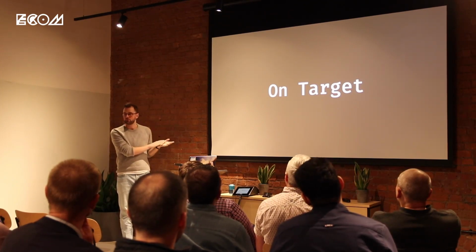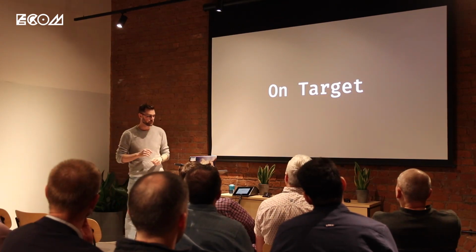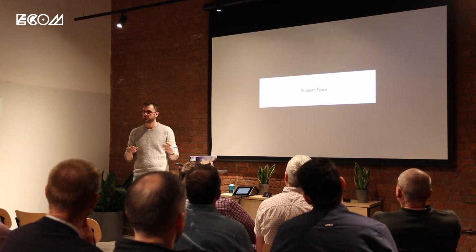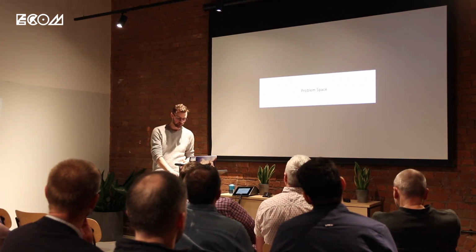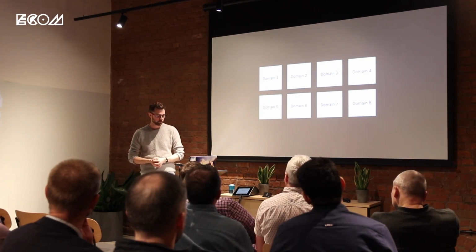Right. So that was how we find our target architecture. We've done that event storming, we've drawn all of our boundaries. So we've basically taken this problem space that we started with, this big box of difficult things, and we split it up into these 8 domains.